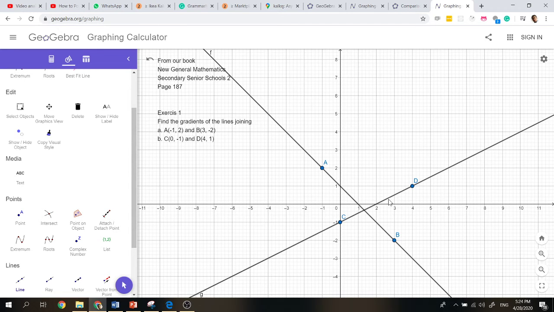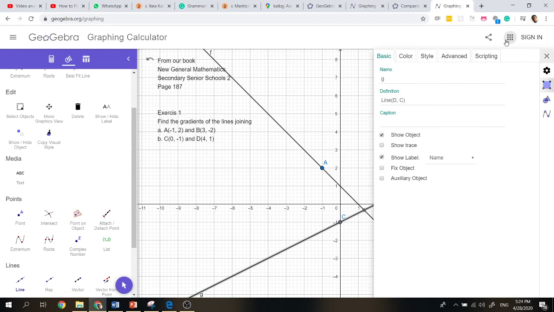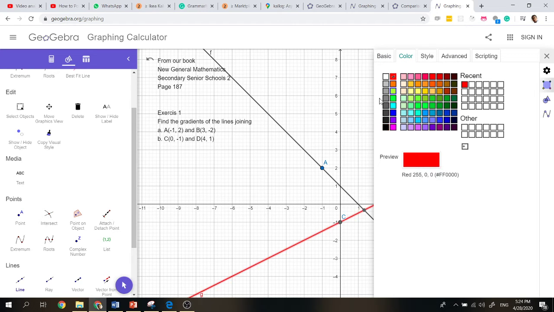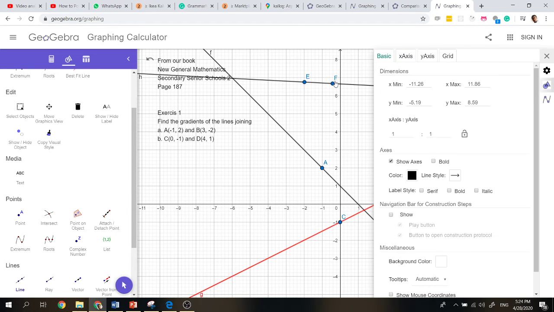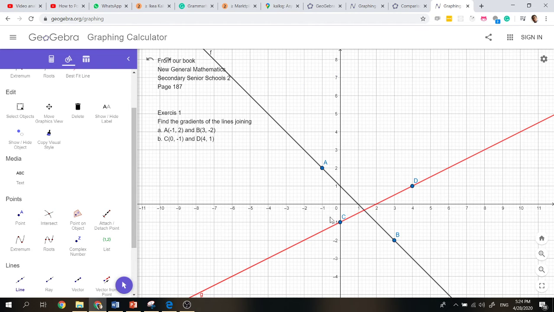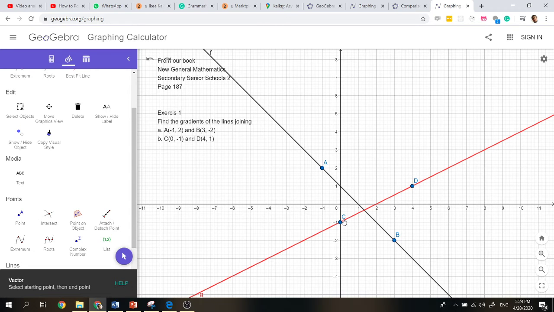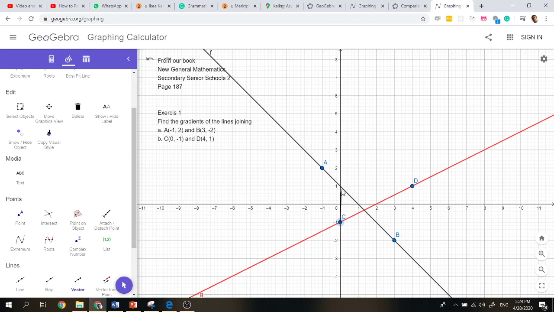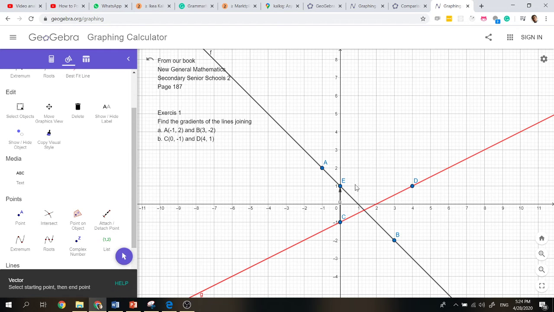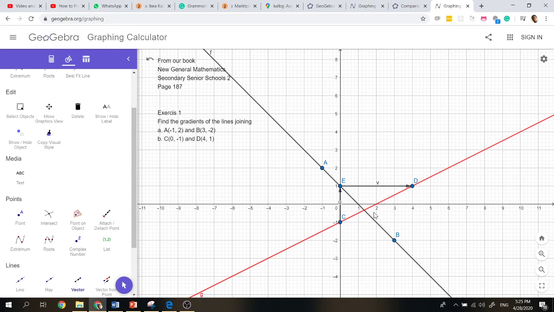Now let's change the color of our lines, then it will be better for us. Let's use the red one. Now, as you see, we are going to find the rate of change in this one. Again, we need to consider the same thing: rise over run from C to D. This is your rise from here to here, which is 2. And your run from here to here is 4.